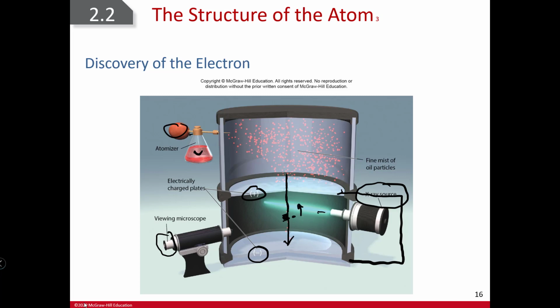So now he's adding an electron to this oil droplet, and he can levitate it by determining what the difference in voltage is. And what he finds out is that he can levitate different droplets that have different numbers of electrons, different numbers of negative charges attached to them. And so he's able to figure out the actual charge of the electron.